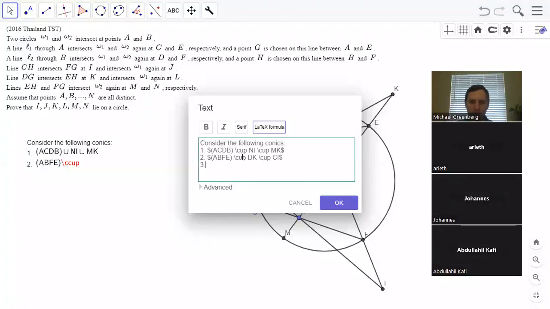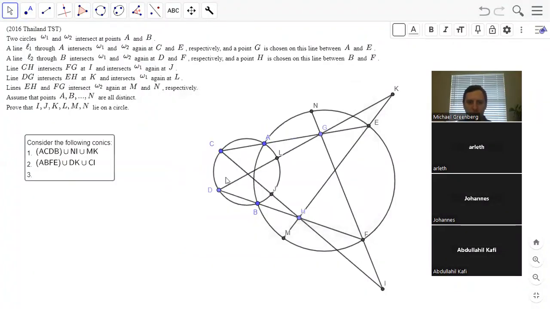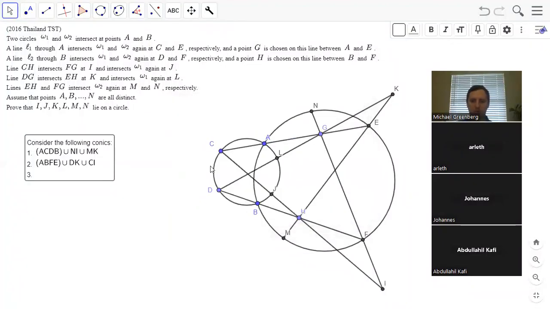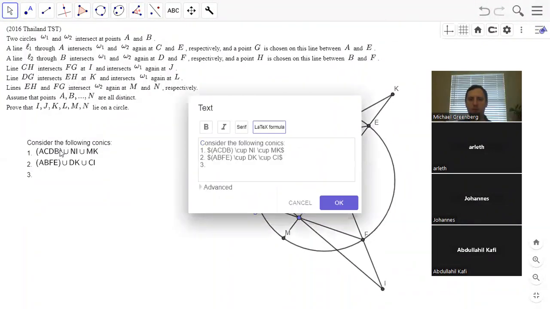And then the third one, you said just these two lines, CE and DF. The third one is, yeah, the two lines, and then we take these two lines and a conic through, say, K, N, L, J, M, so 5 out of the 6 points. Okay. And then we know that the other one also lies on that conic.